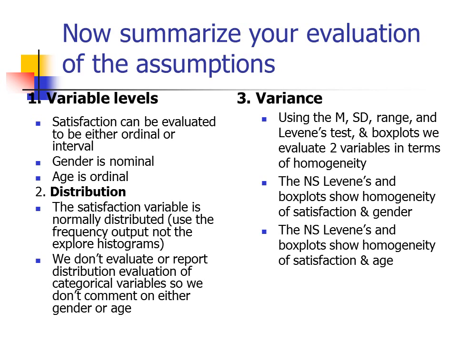So you summarize your evaluation of the assumptions, and you would say satisfaction is either ordinal or you can say it's interval. I'm going to say satisfaction is an interval variable. Gender is nominal. Age is ordinal. Then I talk about the distribution. The satisfaction variable is normally distributed based on the visual examination of a histogram. And we don't talk about normality with nominal or ordinal variables because we don't expect them to be normally distributed, so we don't even say anything there. And then we look at the variance in the box plots, and we talk about homogeneity of variance. And we say that the non-significant Levene's and box plots showed homogeneity of satisfaction and gender, and the same homogeneity of satisfaction and age.